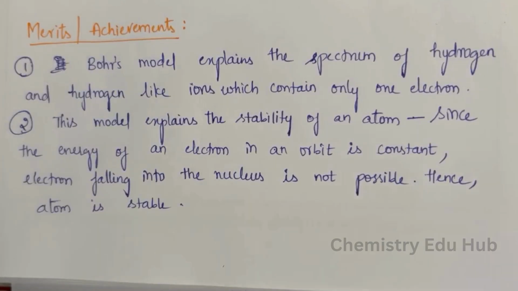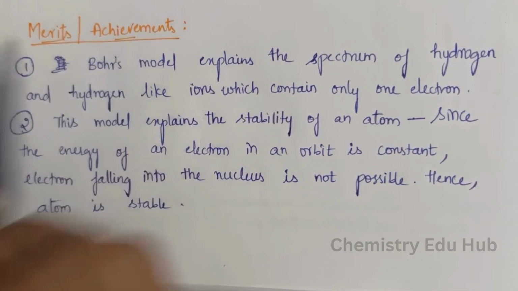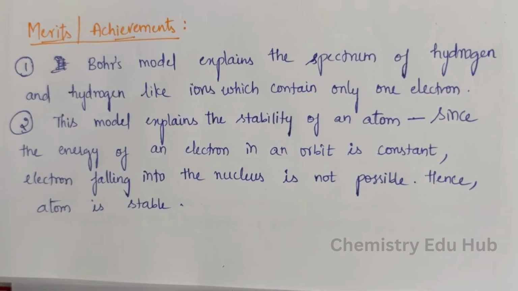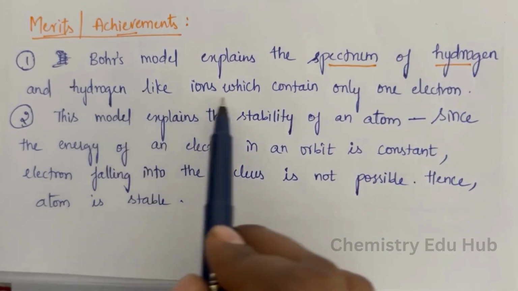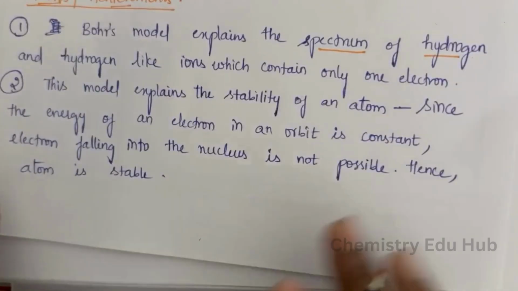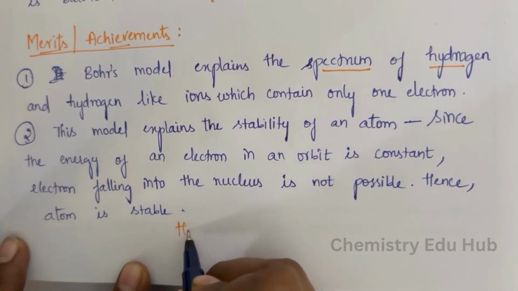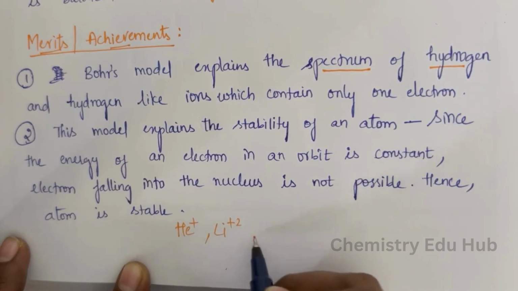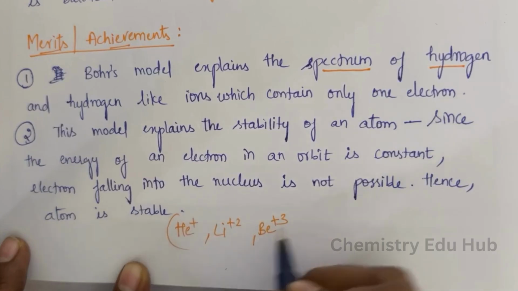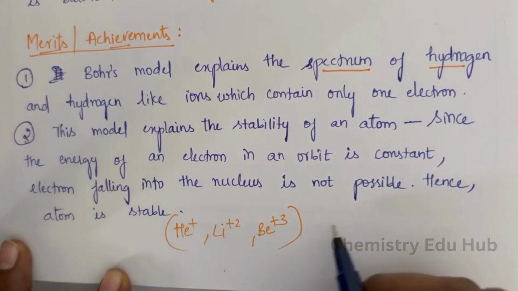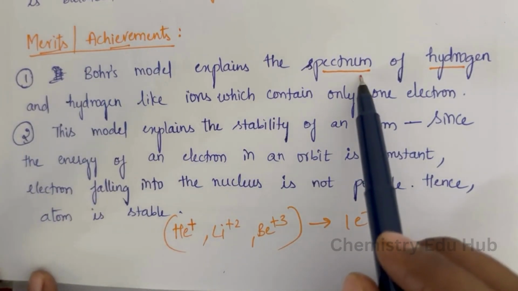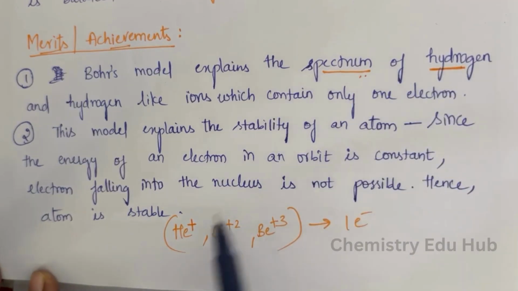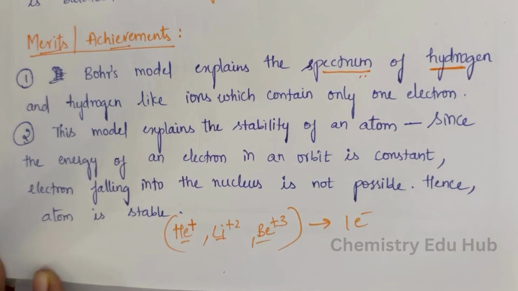Let us talk about the merits and achievements of Bohr's theory. Merits or achievements is one and the same. So Bohr's model explains the spectrum of hydrogen and hydrogen-like ions. What are hydrogen-like ions? Helium plus, lithium plus 2 and beryllium plus 3. These are called hydrogen-like ions because they also have one electron in them. This plus indicates the loss of electrons. So spectrum can be applicable only for hydrogen and helium plus, lithium plus 2 and beryllium plus 3.